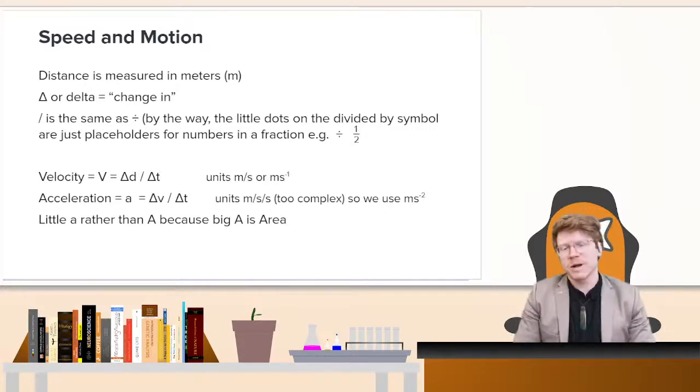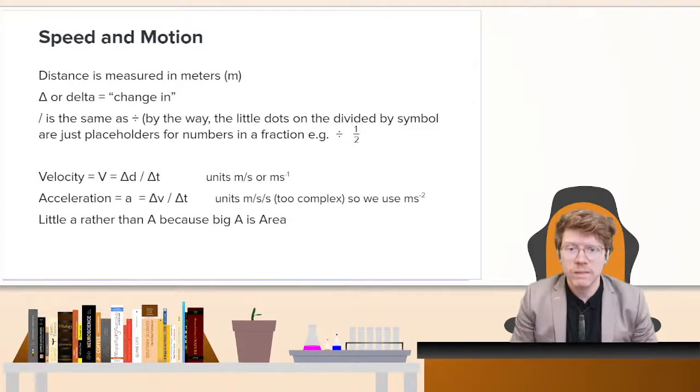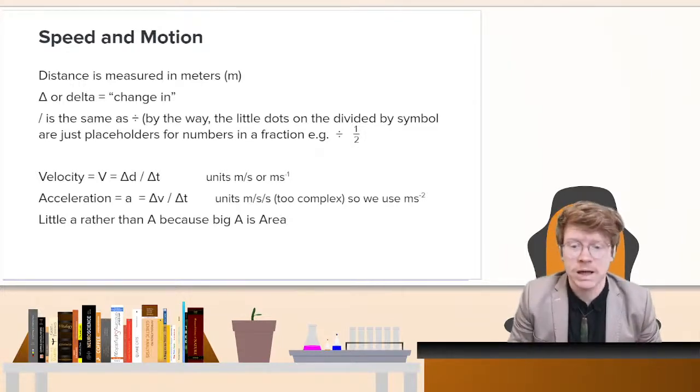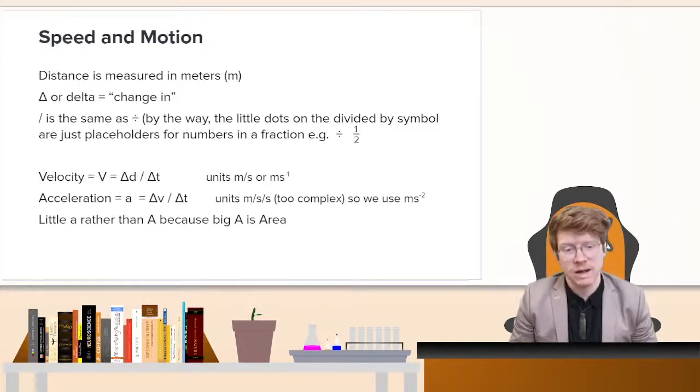So there's a couple of formulas we need to know regarding speed and motion, and these might come a little bit intuitively to you. So velocity, or speed as we like to say, but velocity indicates it has a direction, is our change in distance over our change in time. So if we travelled 10 meters and it took us 2 seconds to do that travelling, then our velocity would be 5 meters per second. Right, 5 meters every second.